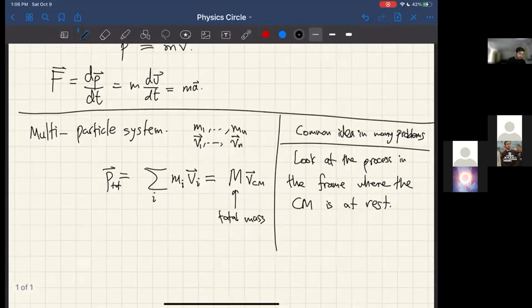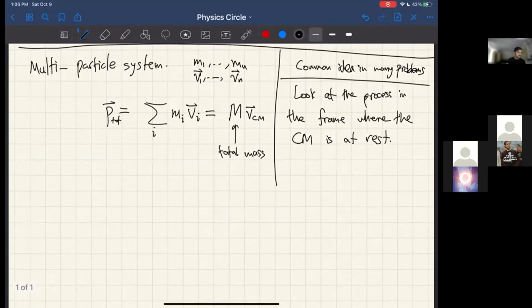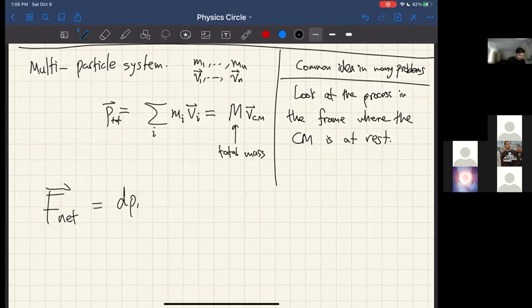Now, similarly for the system of particles, we have a form of Newton's second law, which is that the net external force on the system, since all the internal forces obviously cancel out due to Newton's third law, is simply the derivative of the total momentum. And this is true in a more general context, more than just when you have a bunch of n particles. It's also true when you have a system where the mass is changing.